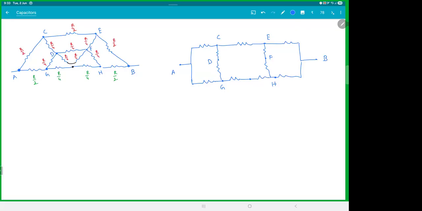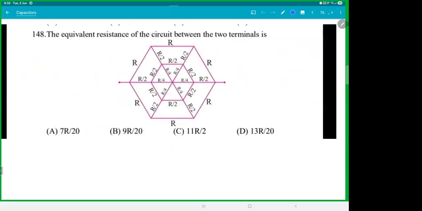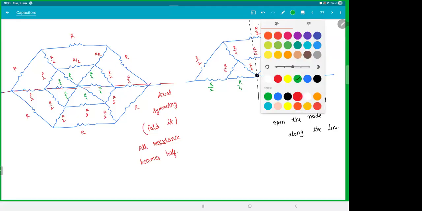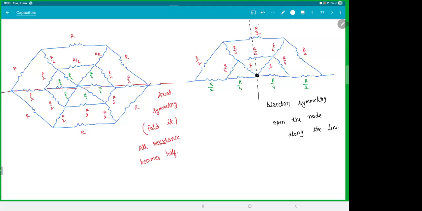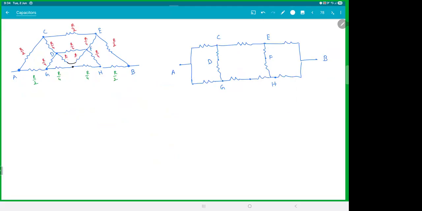Wait, those are R by 4 only, no? Oh no, wait, I made a mistake. When you folded them, this became R by 8. This is R by 8 and R by 8. Yeah, this is a big one. You should definitely try this on your own again. So that will be R by 8, R by 8 will be R by 4, R by 4 and R by 4 will be R by 8 again. This would be R by 8. This is this entire branch.